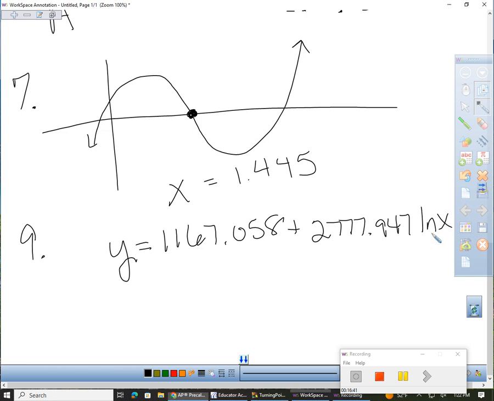Right, and you're just plugging that in. Typing that all back in your calculator. And hopefully it gives you 5,345.